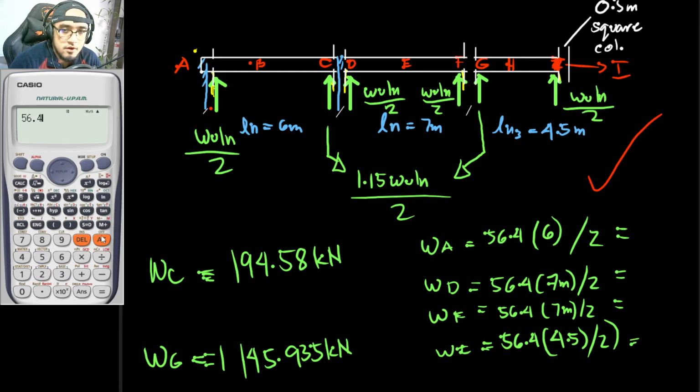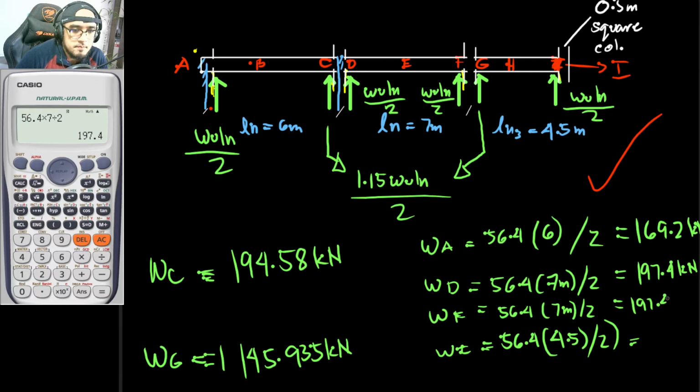So, 56.4 times 6 divided by 2. So, 169.2. Then, as for the second and third, 197.4. Then, as for the fourth one, 126.9. So, basically, that is how you would be solving for them.